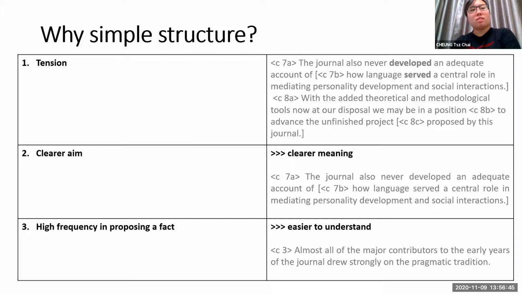Thirdly, there is a higher frequency in a simple structure to propose a fact. Simple sentences usually provide the fact that include the simple SVO instead of using a lot of clauses to describe the actions or events, just like the C3 from the abstract. The readers can therefore more easily understand.